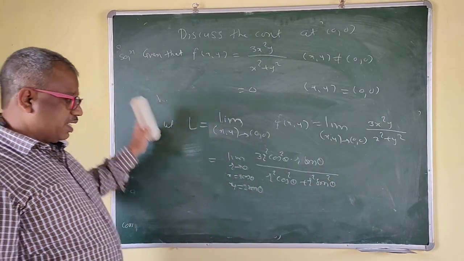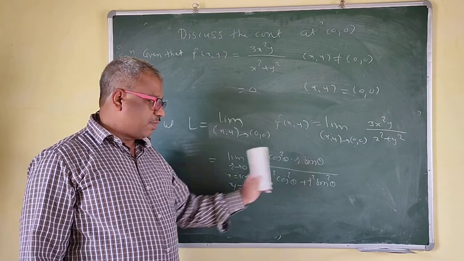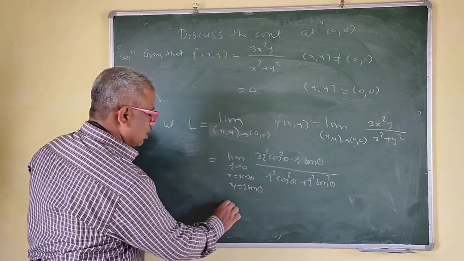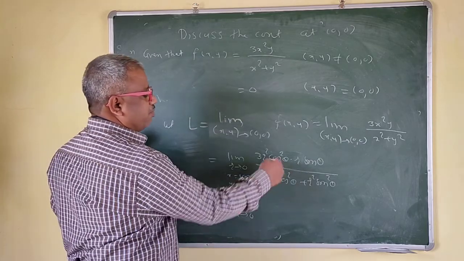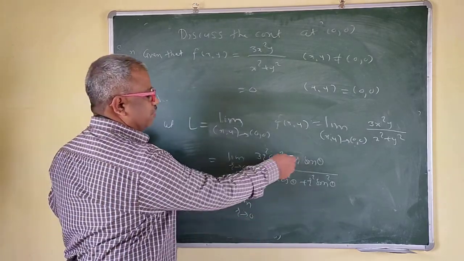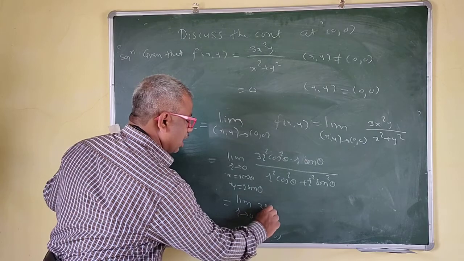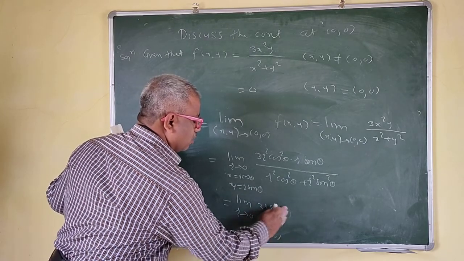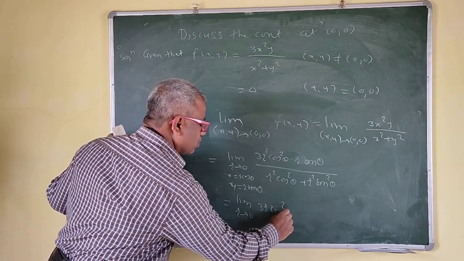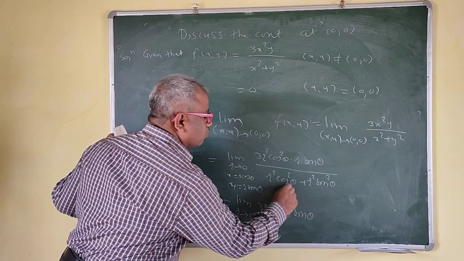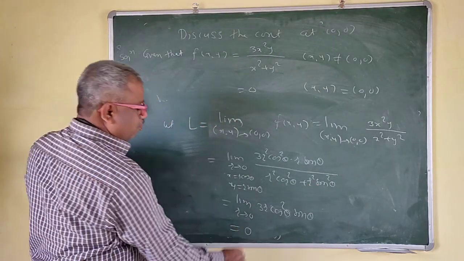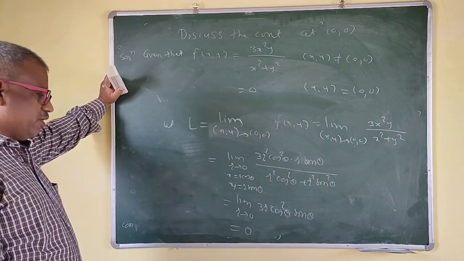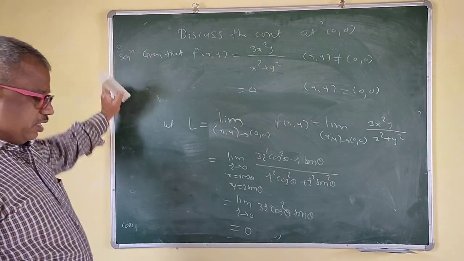Now your r square gets cancelled, so one r will remain here. So this is equal to limit r tends to 0, r square cancels everywhere, so this is 3r cos square theta sin theta. Now cos square theta plus sin square theta is 1. So this is 0.